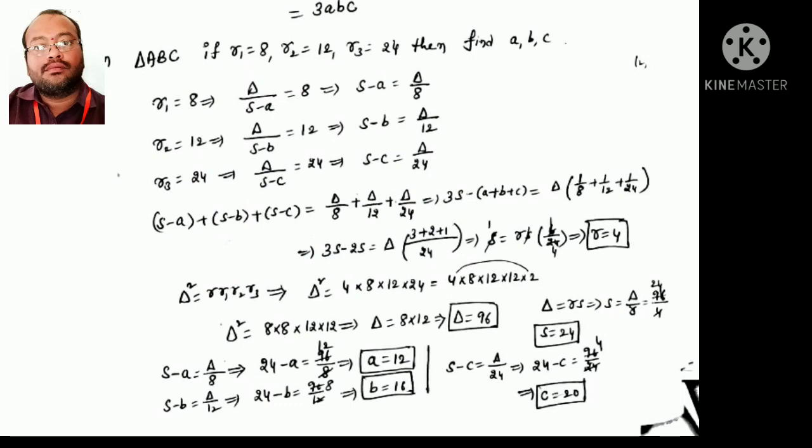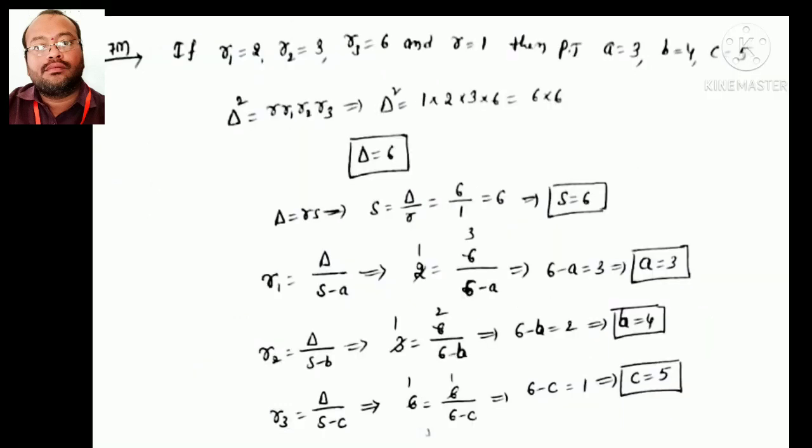Like this, we can calculate the values of a, b, c as 12, 16, 20. This is also very important. In the next question, r1 is equal to 2, r2 is equal to 3, and r3 is equal to 6. And the smaller value will be given 1, then prove that a, b, c are 3, 4, 5.